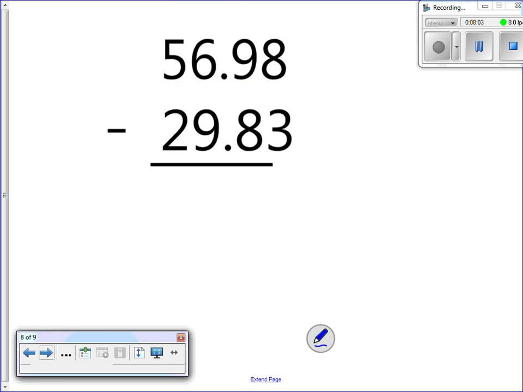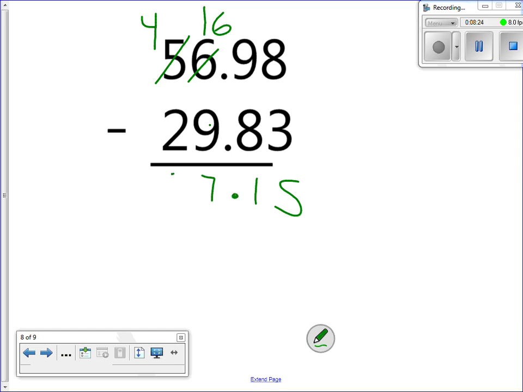Last problem here. It's a little bigger, same exact concept. I already know my decimal is going to be here, which is pretty convenient. 8 minus 3, I don't have to borrow at all. Excellent. It's a 5. 9 minus 8, I don't have to borrow at all. This is a 1. I have to borrow here because I can't take 9 from 6. This becomes a 16, and this becomes a 4. 16 minus 9 is 7. 4 minus 2 is 2.